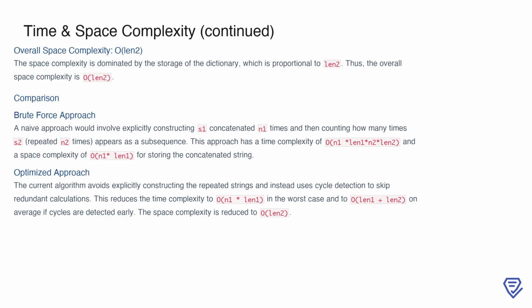In contrast, the optimized algorithm avoids constructing the repeated strings entirely and leverages cycle detection to skip redundant calculations. This optimization reduces the time complexity to O(n1 * len1) in the worst case and to O(len1 + len2) on average if cycles are detected early. The space complexity is reduced to O(len2), as it only needs to store the state information in the dictionary.